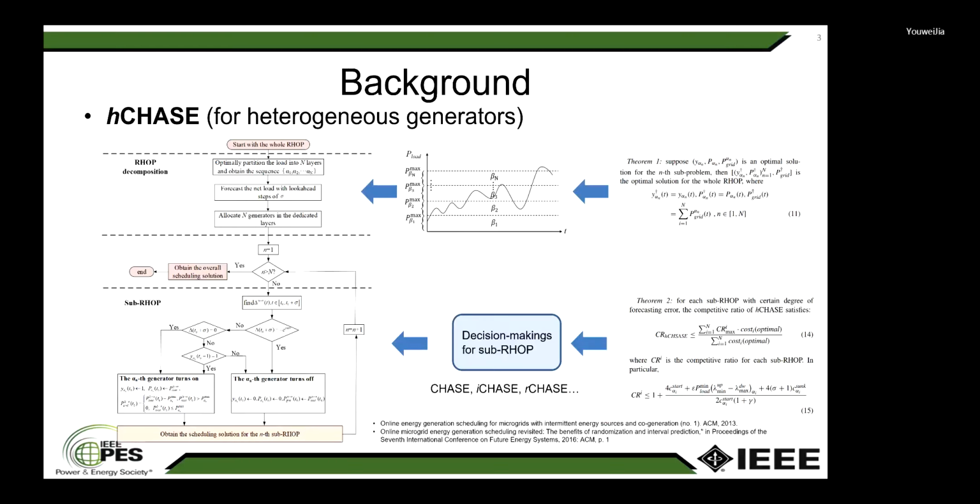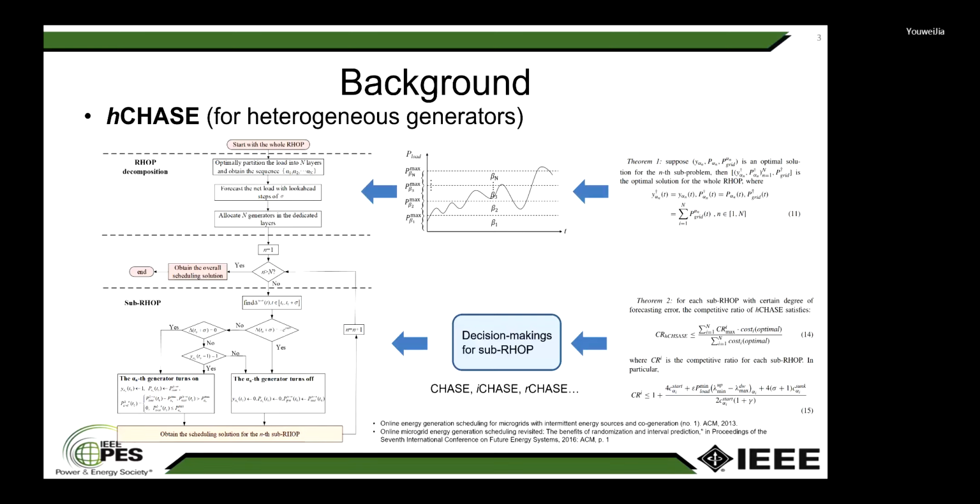Interested audience can refer to the first paper right here. The general idea behind the CHASE algorithm is to handle the energy scheduling problem in real time by simply determining the opportunity cost in switching on or off the local generators and make decisions that are close to global optimal. While CHASE can only handle homogeneous generators, the newly proposed HCHASE becomes much more general in handling multiple heterogeneous local generators with different startup costs.